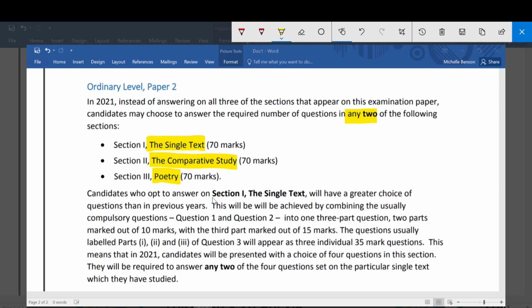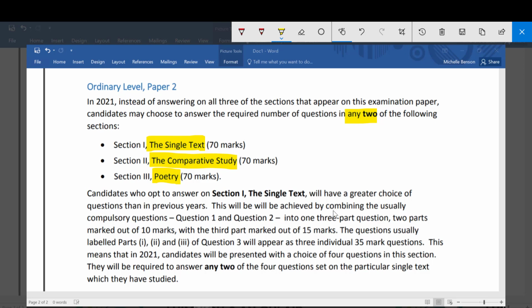Candidates who opt to answer in section 1, the single text, will have greater choice of questions than in previous years. So in my situation, my class are doing Philadelphia, Here I Come. So let's talk about that.